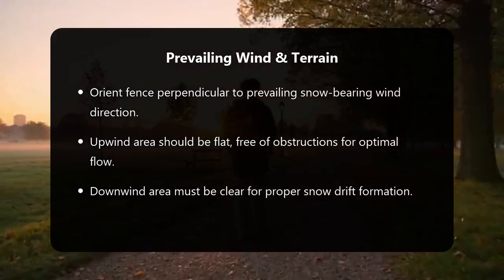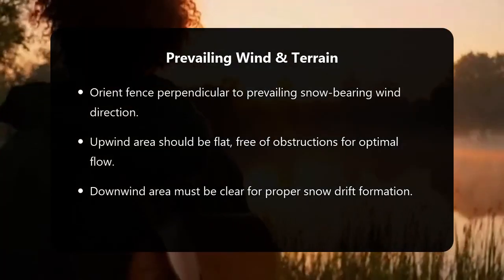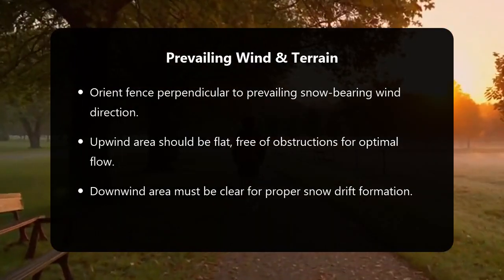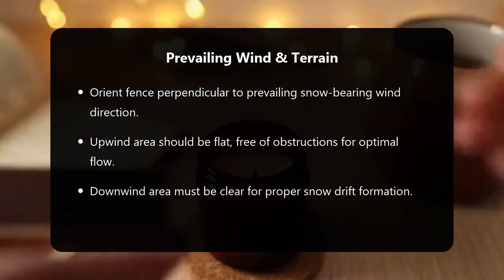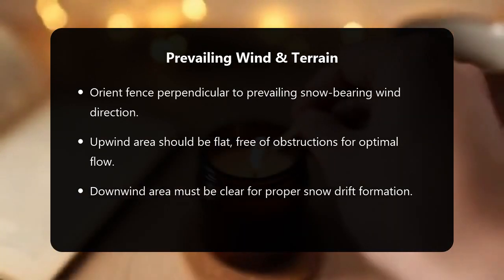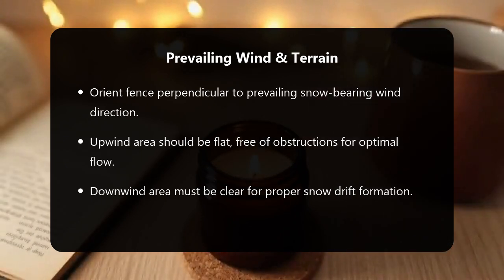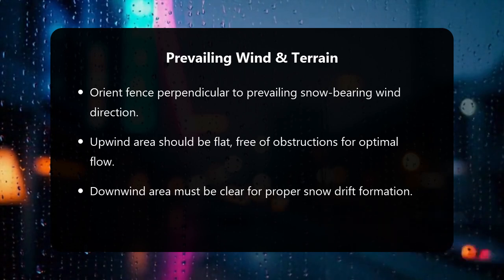Another paramount consideration is the prevailing winter wind direction. The snow fence must be oriented perpendicular to the direction from which the snow-bearing winds predominantly blow. If your winds typically come from the northwest, your fence should run northeast to southwest. Observing existing snow drift patterns in your area over several winters can provide invaluable data for determining this prevailing wind direction, as can consulting local weather data or airport windroses.